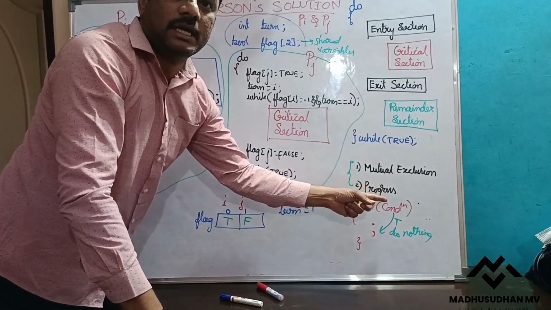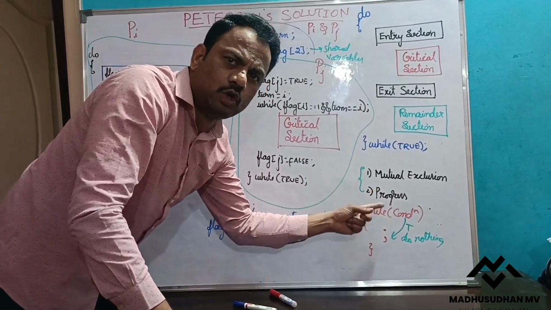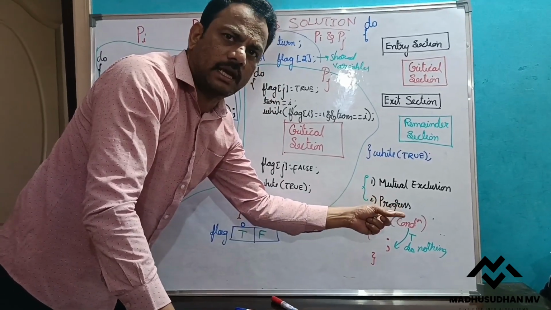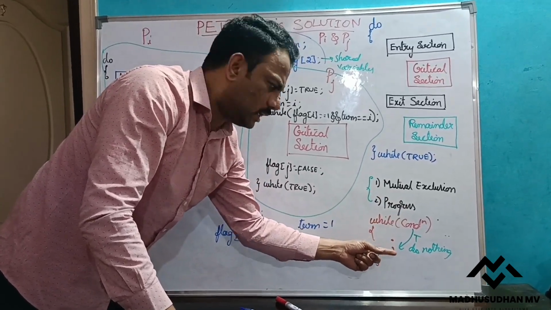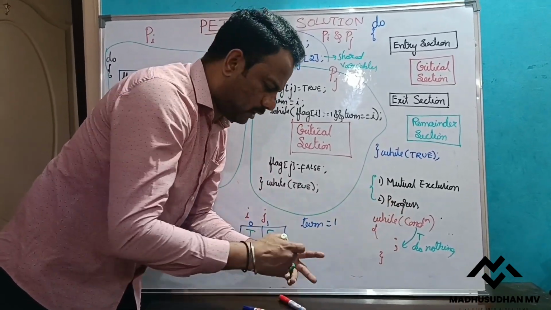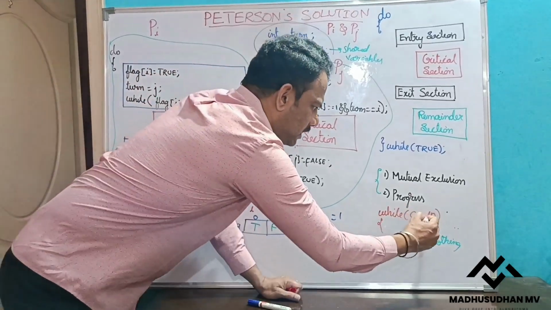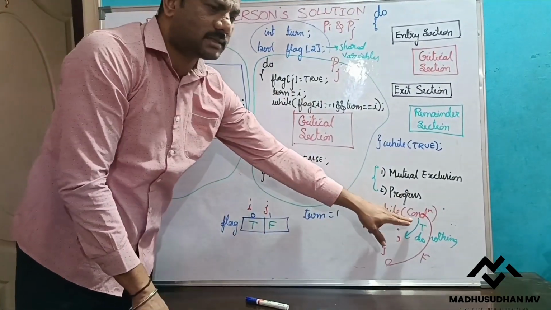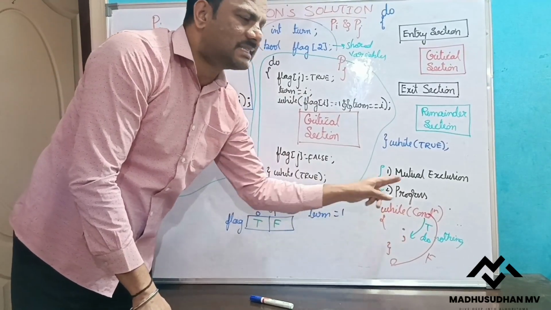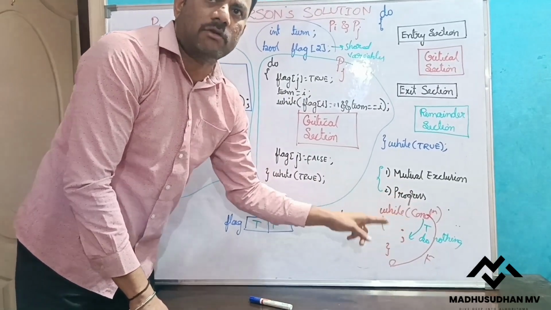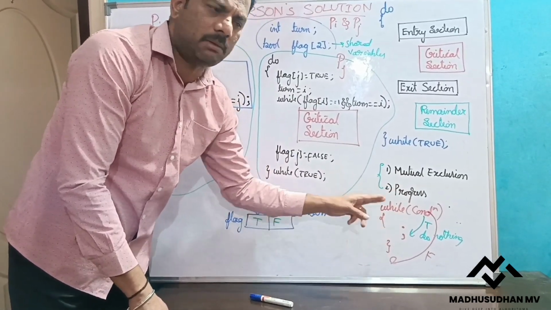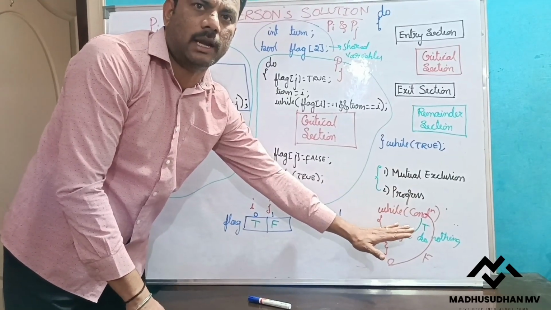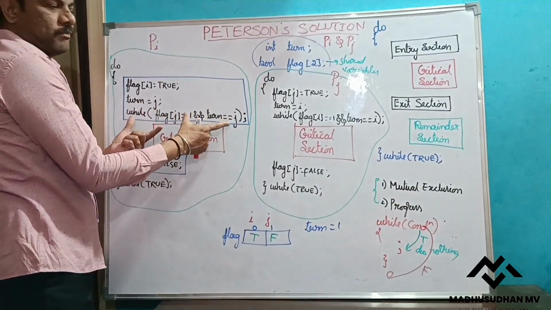Again it goes back to the condition. Again the condition is true, comes inside, does nothing. Again the condition is true, comes inside, does nothing. It comes out of this loop only when the condition is false. So as long as the condition is true, control is stuck in this loop. It will keep rotating here, stuck in the while loop only. The same concept applies here also.